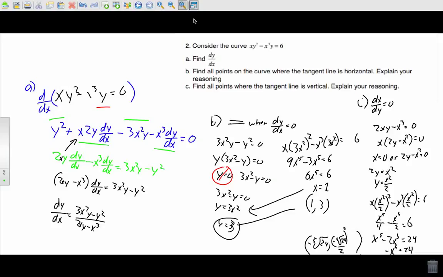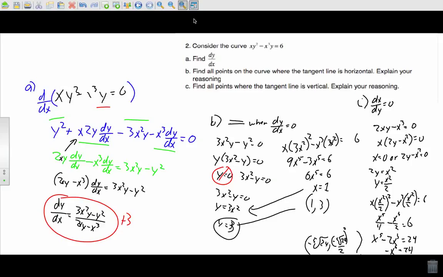Let me go through quickly and score the points for you. And let me get the red marker. So this problem is worth 9 points. The first one, if you come up with this correct solution for dy/dx, that's worth 3 points. And you lose 1 point for every error that you make.